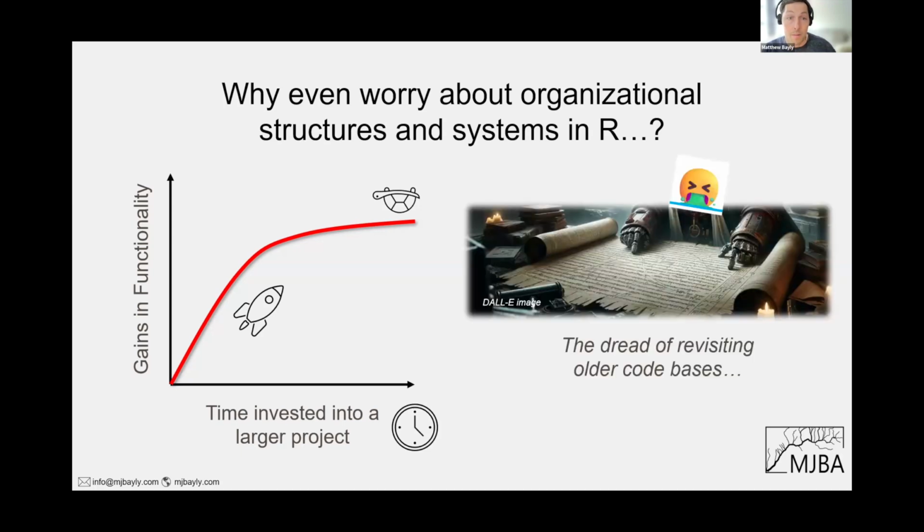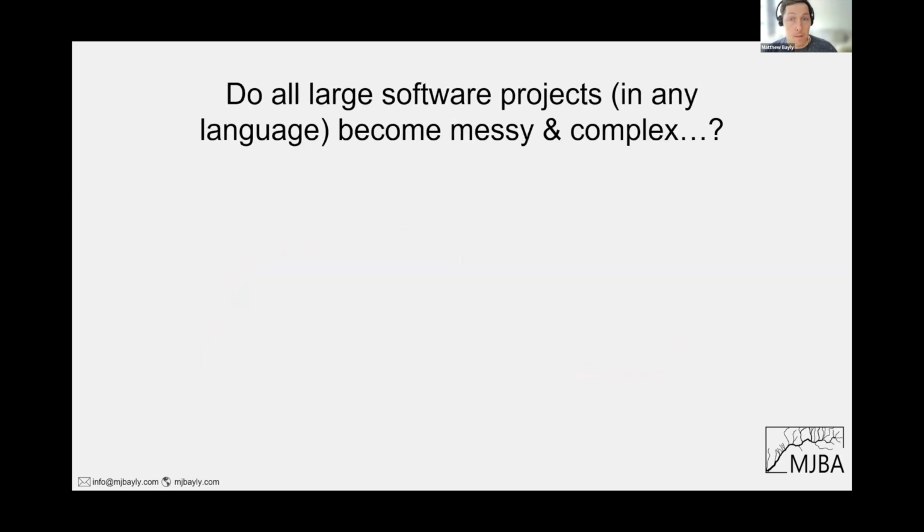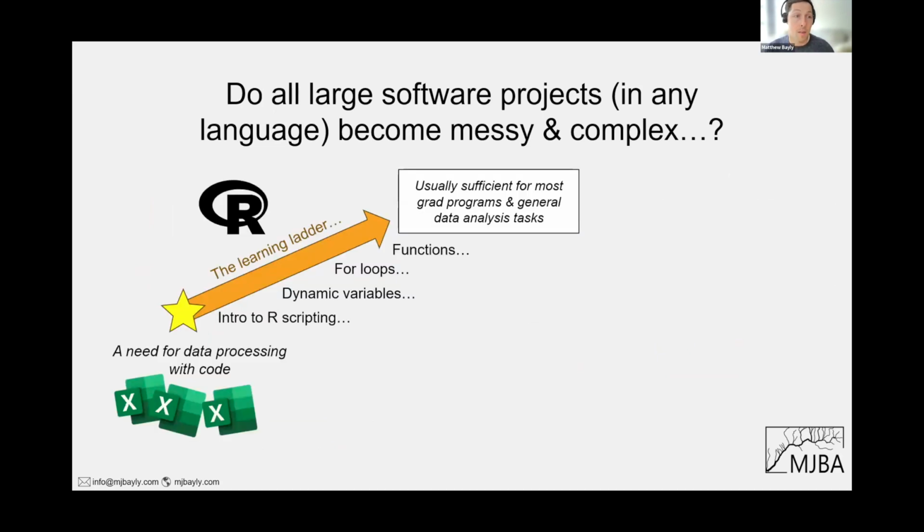The other example of this is where we're forced to revisit an older project or an older code base for a revision, and there's just that dread of trying to figure out how everything fits together and what's going on there. And so one of the questions I always ask is: do all large software projects follow this trajectory? Do they all become messy and complex? Sometimes this seems to happen more in R than others, and I'm trying to think about why that is.